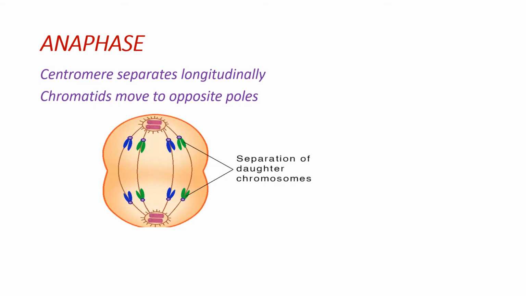The third stage of mitosis is anaphase. During this stage, the centromere separates longitudinally and the chromatids move to the opposite poles. If you see the image, you can see the sister chromatids are separated and are moving to the opposite poles.